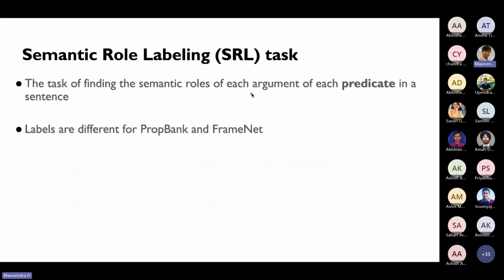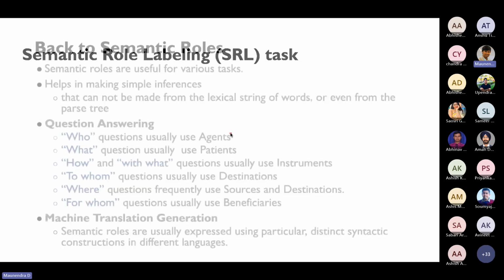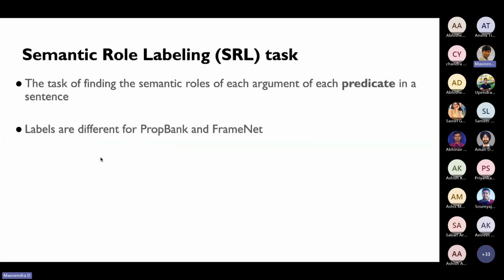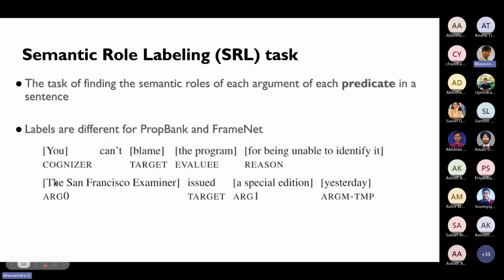The task of finding the semantic roles of each argument of each predicate. The predicate here is the verb. In a sentence, labels are different for PropBank and FrameNet. So here, as you can see, for FrameNet, these are the roles: item, value, range, and these kinds of things. And for PropBank, the roles were Arg0, Arg1 kind of thing. So roles vary. We have an example here also. Here from FrameNet, we have cognizer, target, evaluee, and in case of PropBank, the roles are different.